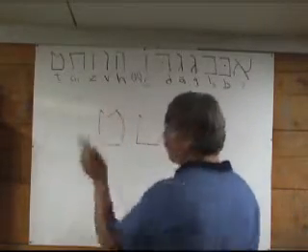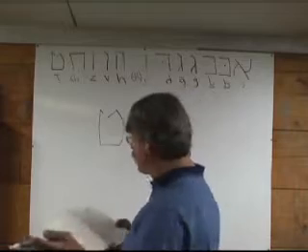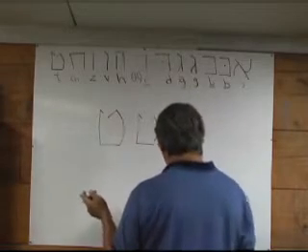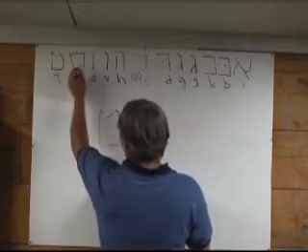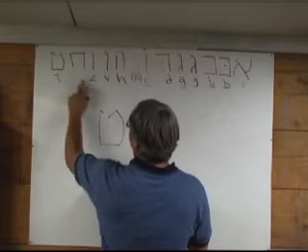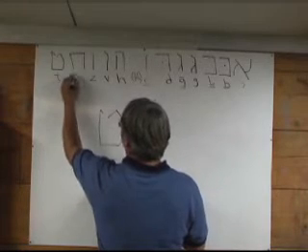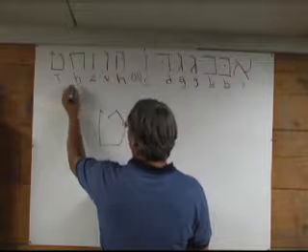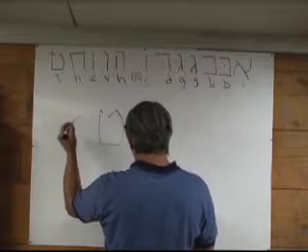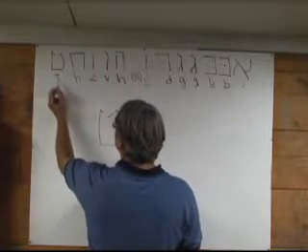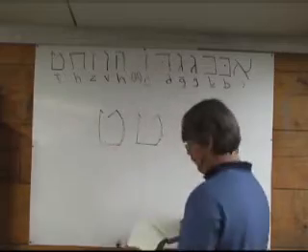I'm making it V. I'm going with the V. It does show W sometimes. I understand that. Z, and then Het. I left the sound, but it's transliterated as H with a dot under it. And Tet is a T with a dot under it.